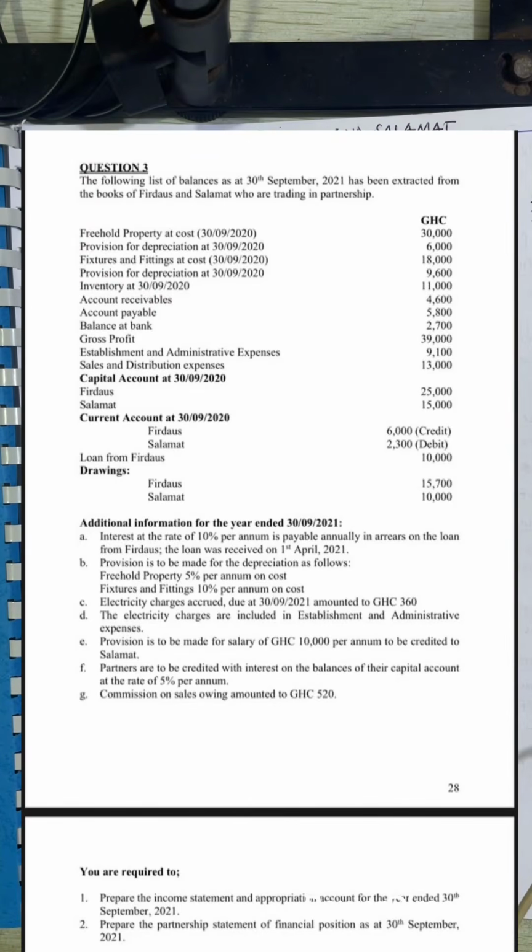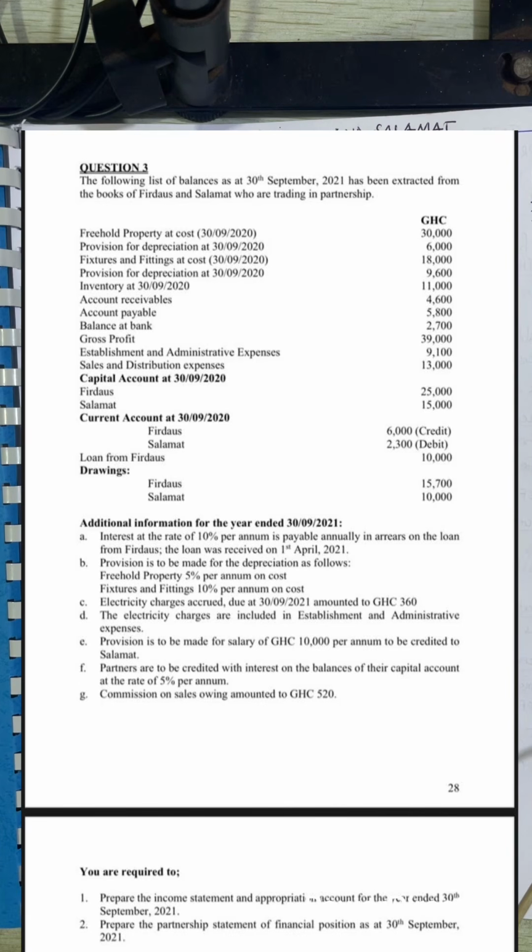So today we are going to continue with the computation of additional information and also preparation of financial statements for a partnership firm. And the question that we are going to deal with will be given to you. You will see it on the screen now. So this is the question.